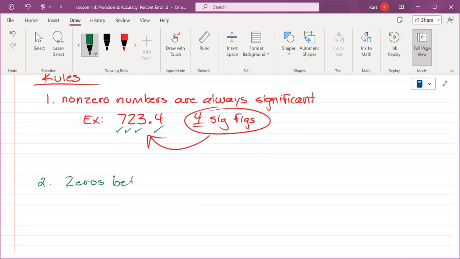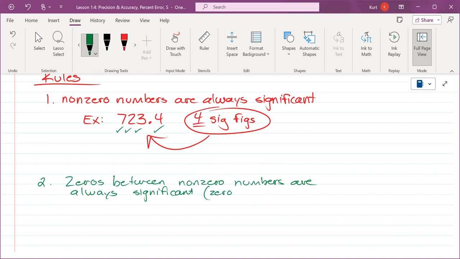Zeros between non-zero numbers are always significant. And this is my own personal title of this. I call this the zero sandwich rule.